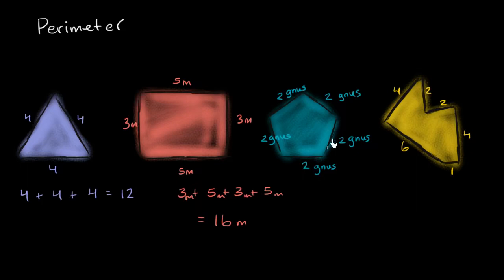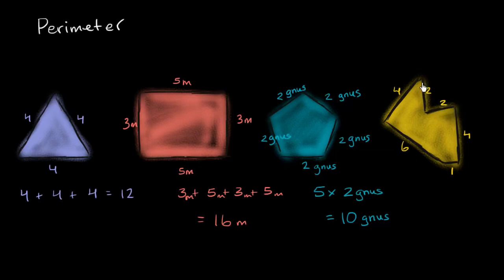Well, it's 2 plus 2 plus 2 plus 2 plus 2 GNUs. Or we're essentially taking 1, 2, 3, 4, 5 sides, each with a length of 2 GNUs. So the perimeter here, we could add 2 repeatedly, 5 times, or you could just say this is 5 times 2 GNUs, which is equal to 10 GNUs, where a GNU is a completely made-up unit of length that I just made up.